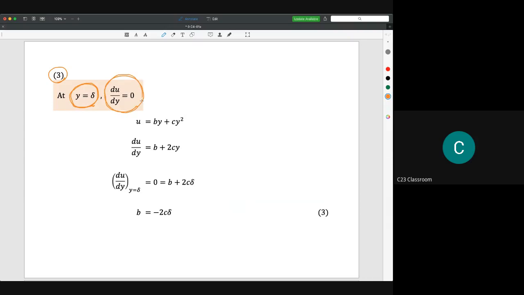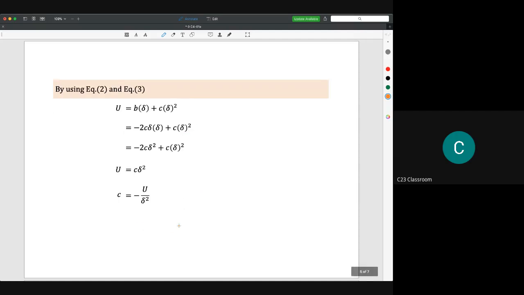We know from our general velocity distribution that u is equal to a plus by plus cy square. Then we could write du/dy is equal to b plus 2cy. So du/dy is equal to 0 at y equal to delta, which means we substitute the value of delta here, and then we get b is equal to negative 2c delta.